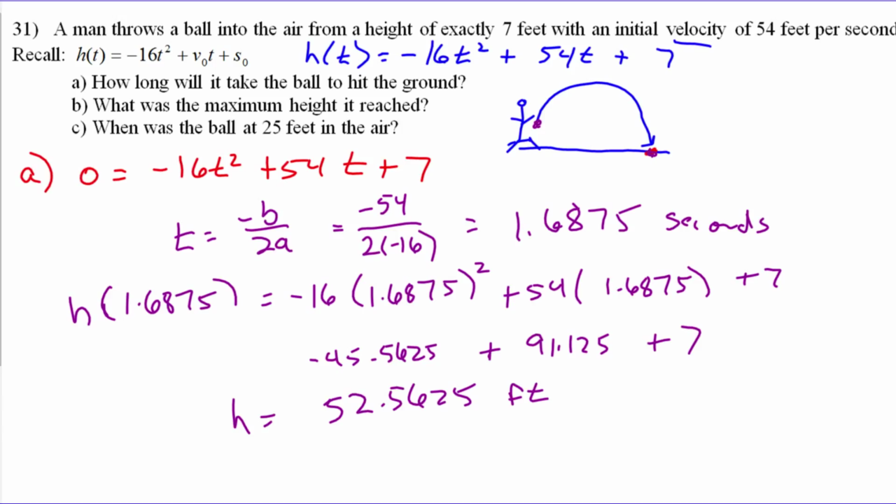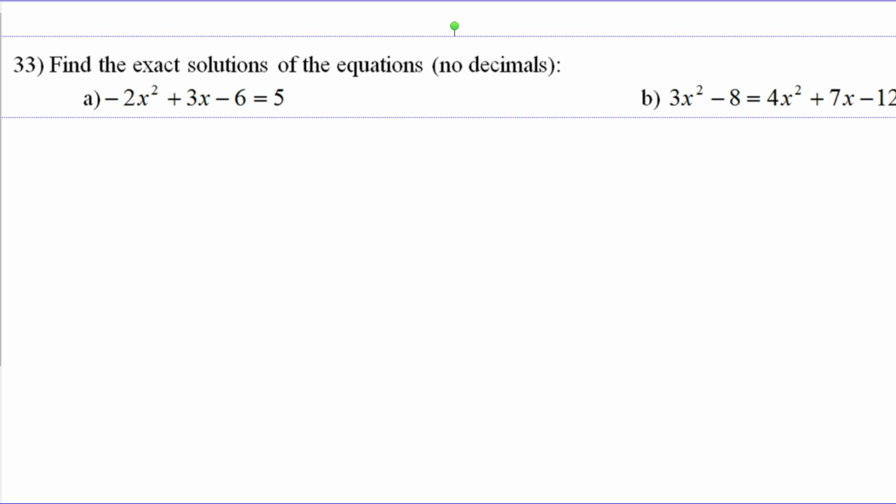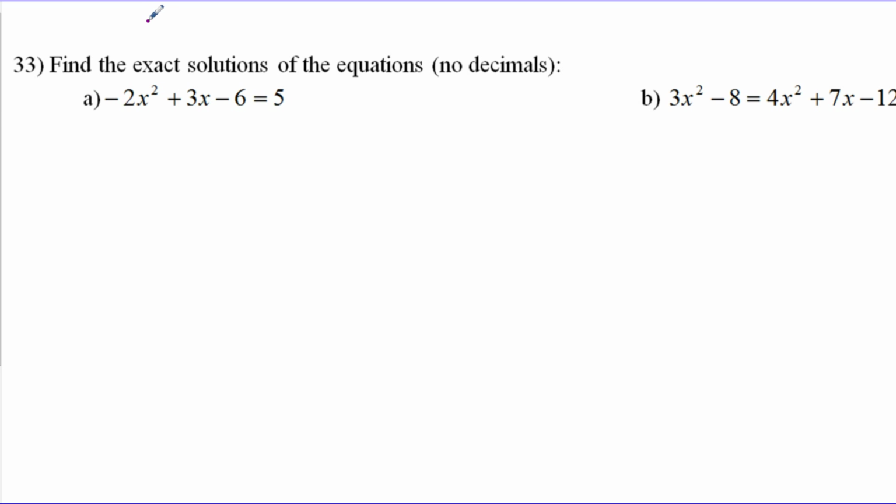So that's the end of the first page. Problem 32 is exactly the same as 31, so I'm not going to do that one again. So we'll finish off problem 33 in the last video, and we'll go from 33 down to 40, to the end of the last page and the end of your final exam review.